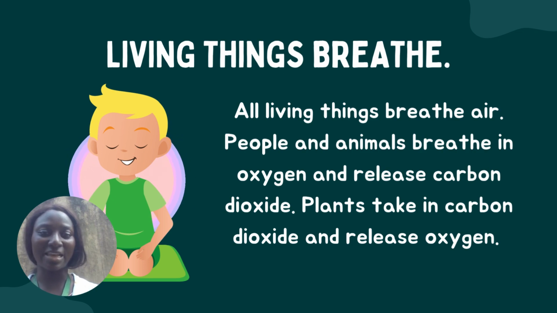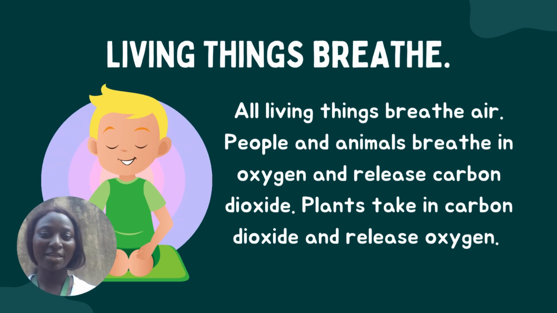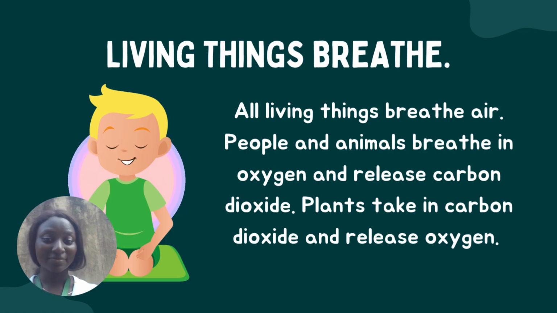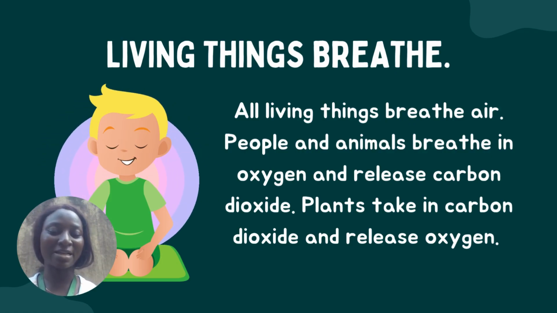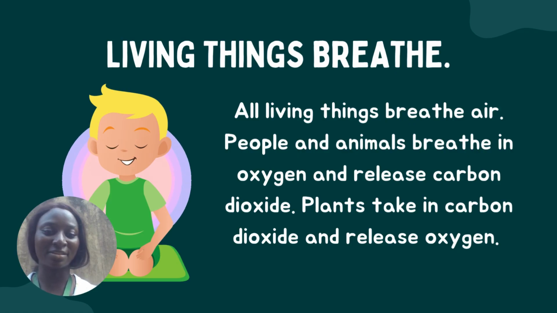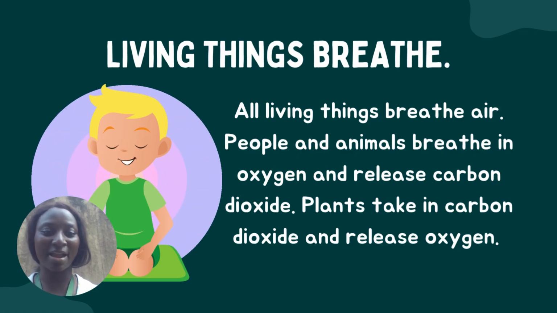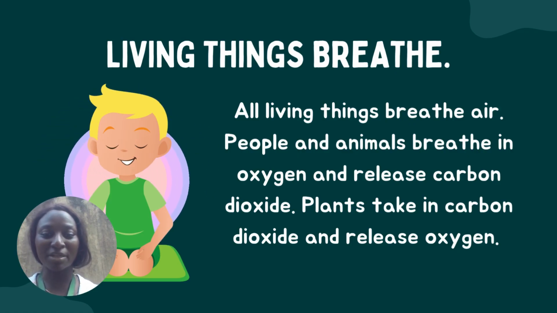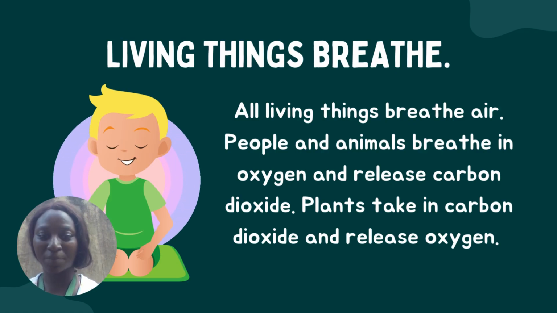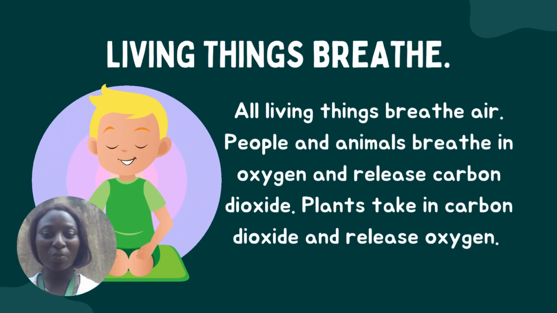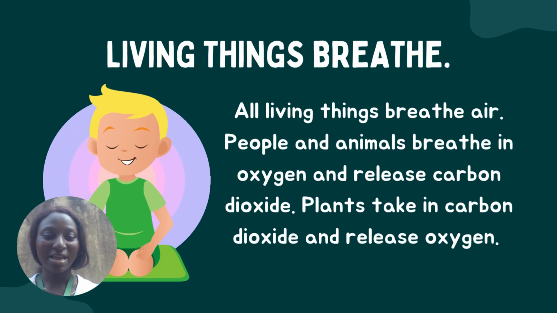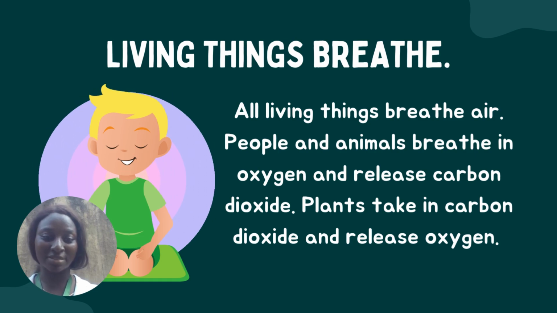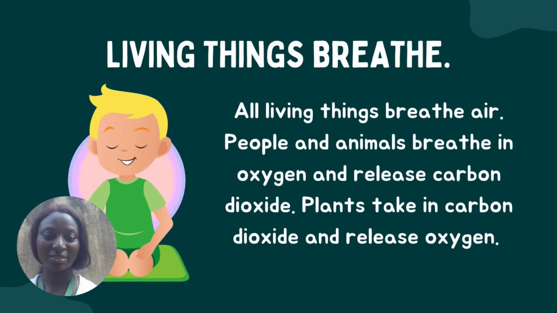So let's move to the characteristics of living things. What are the things that living things can do? One, living things can breathe. Can you breathe in and breathe out? You are able to do that because you are a living thing. All living things breathe air. People and animals breathe in oxygen and release carbon dioxide. We breathe in oxygen and breathe out carbon dioxide. And plants take in carbon dioxide and release oxygen.